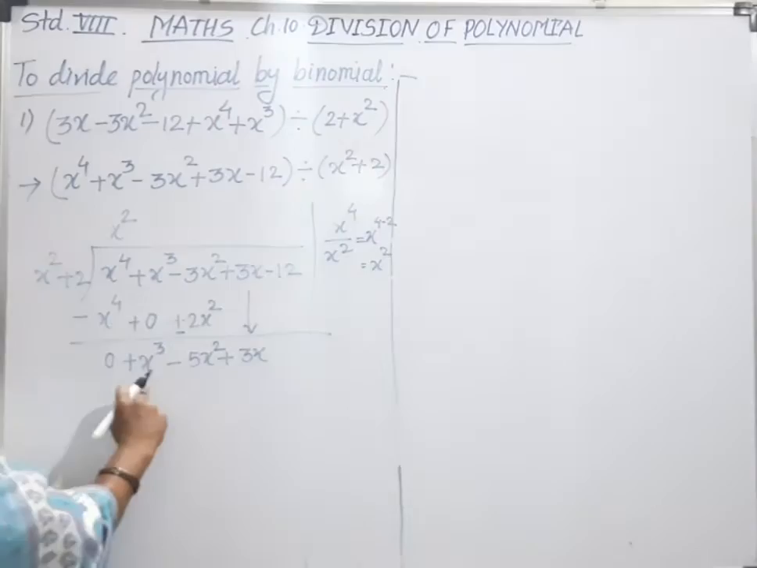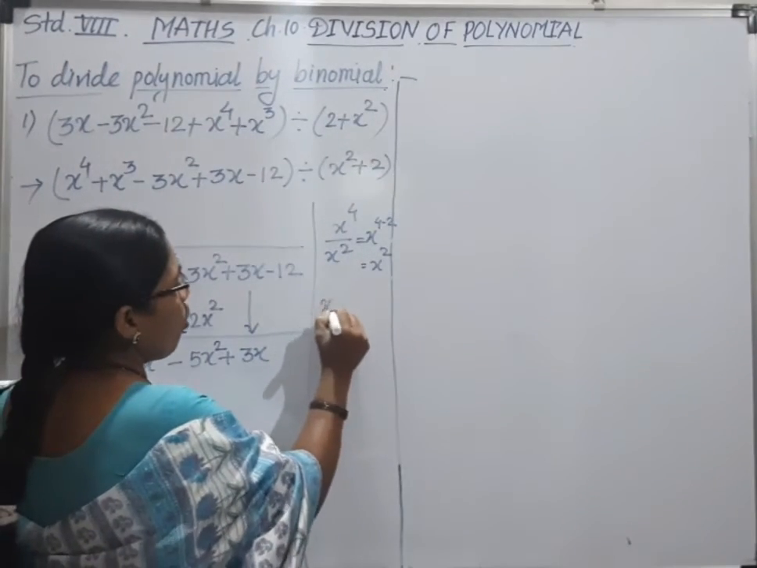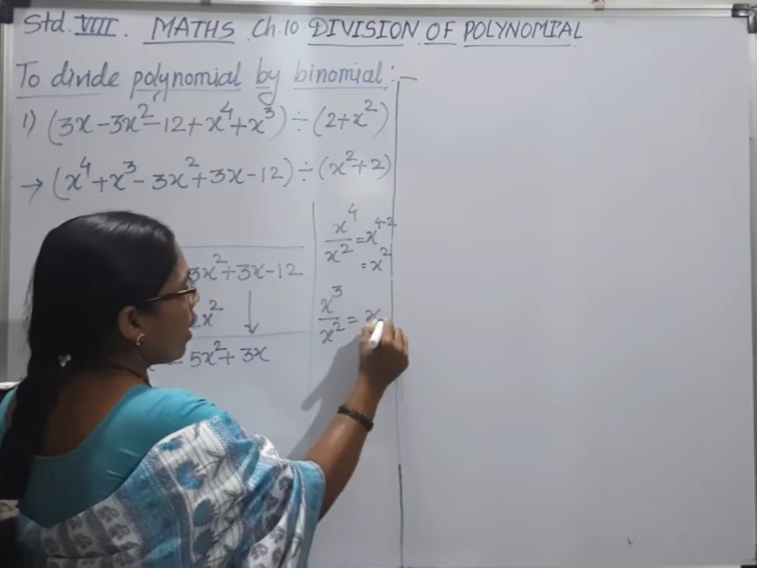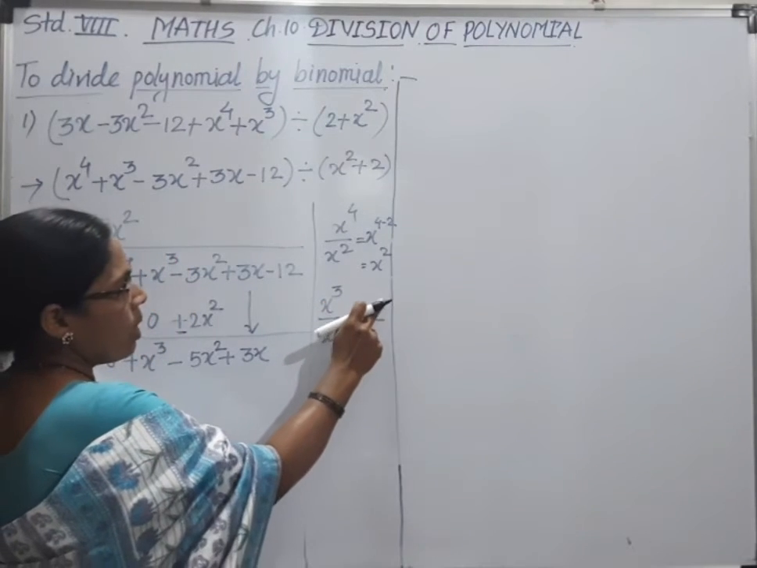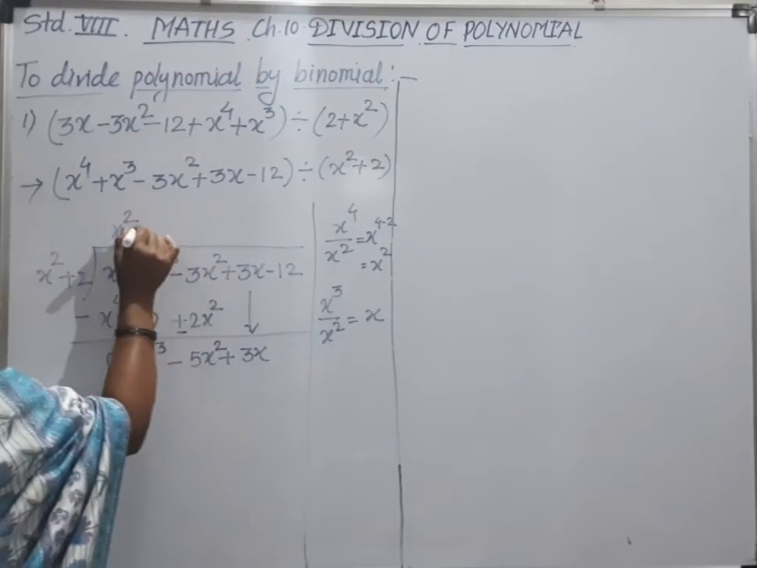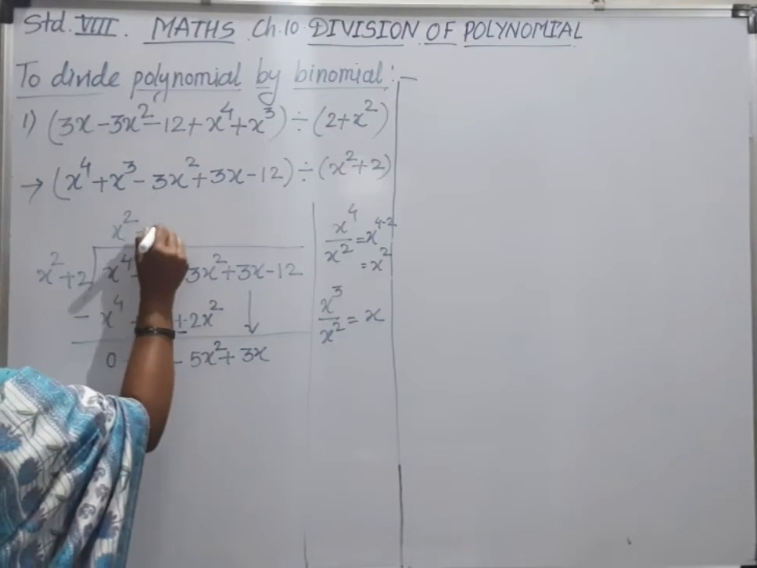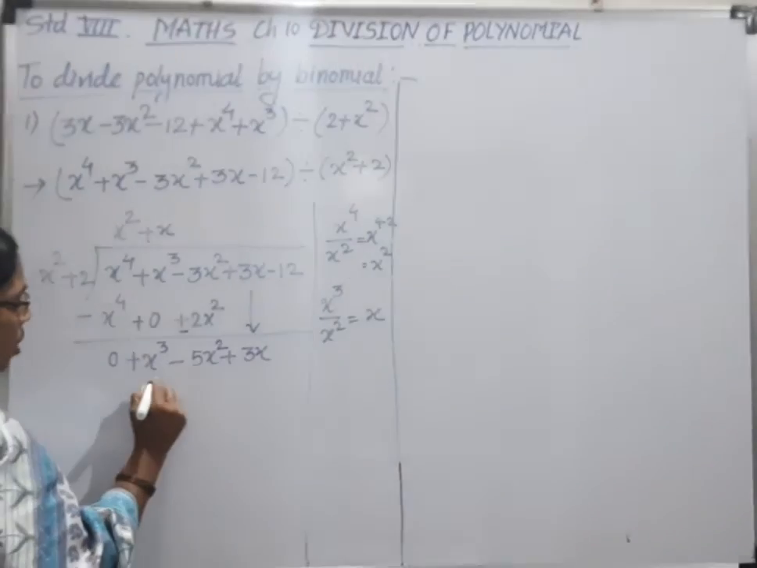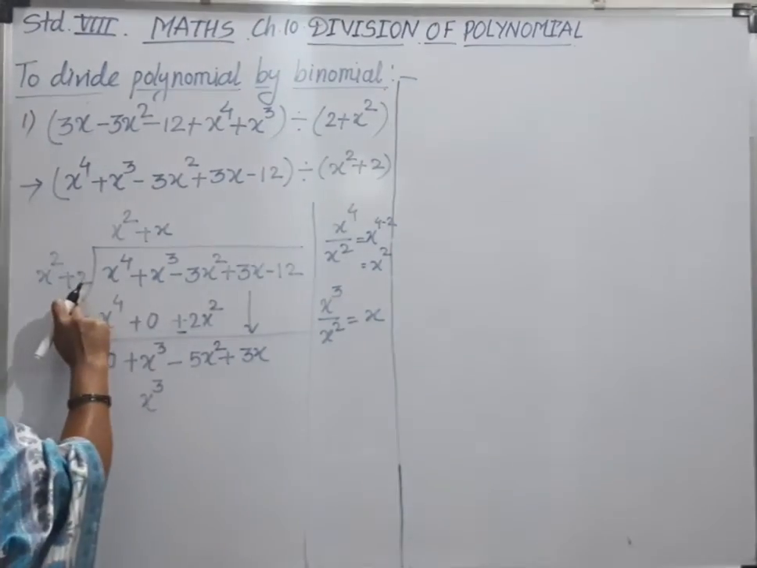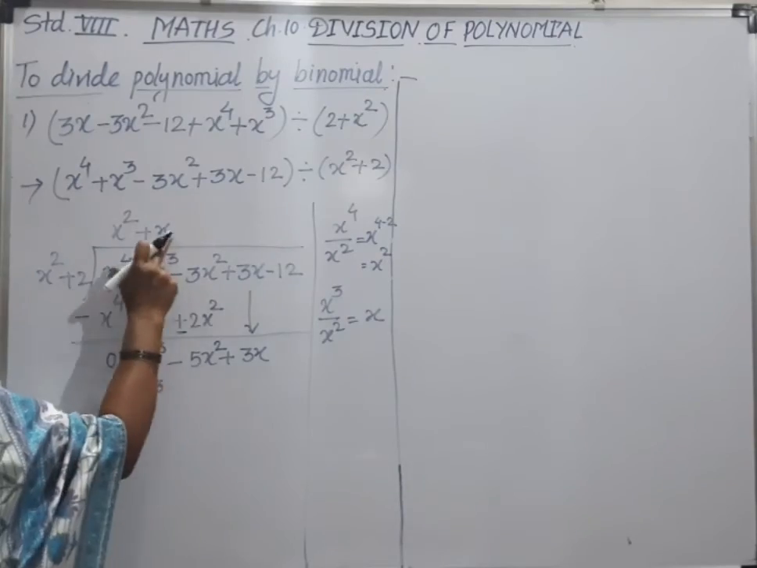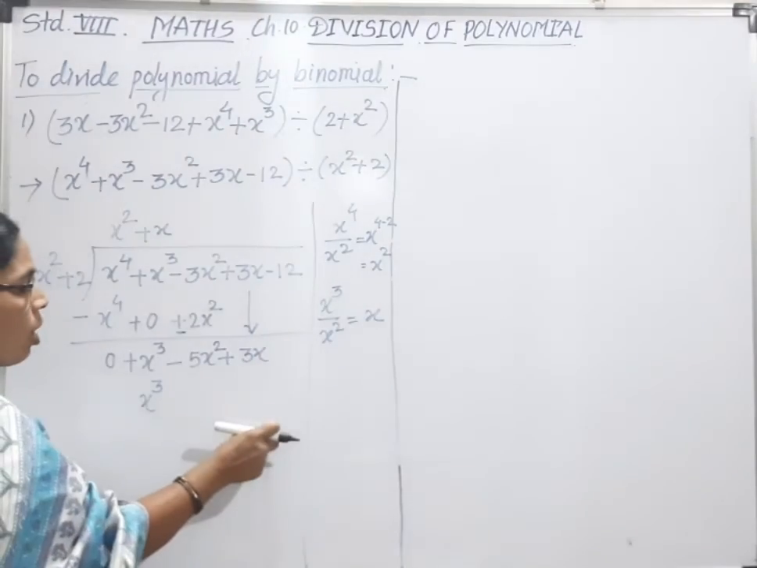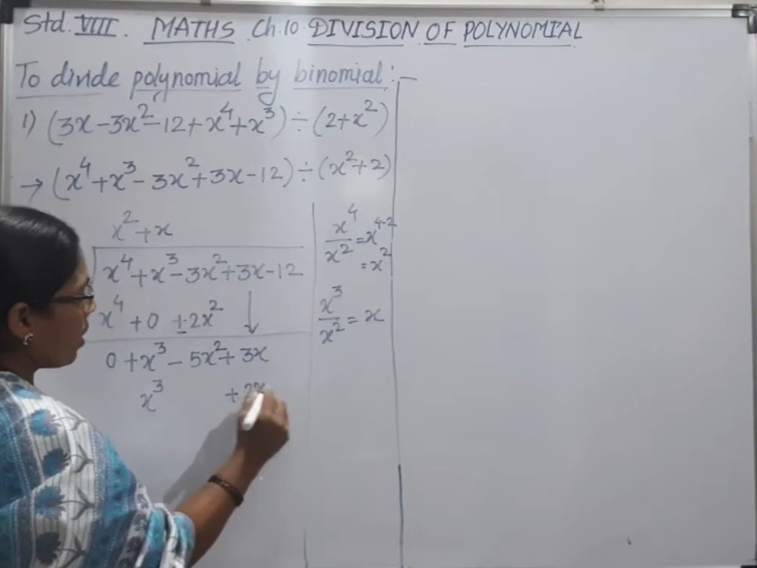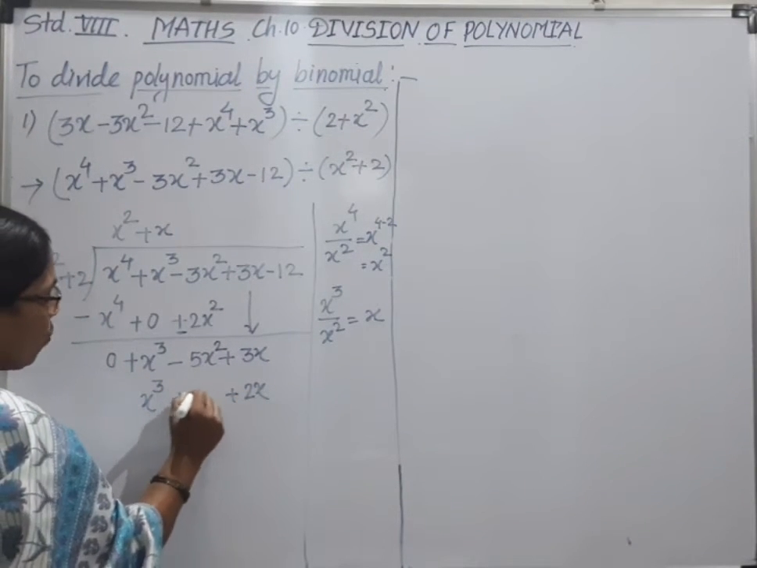Now this x cube divided by, again the first term of divisor only, x cube divided by x square. You will get here x only. 3 minus 2, that is x raised to 1. So here it is plus x. So here it will come x cube. Then x into 2, that is plus 2x. So this 2x you have to write in that column only, 2x only, plus 2x, and here it is 0.